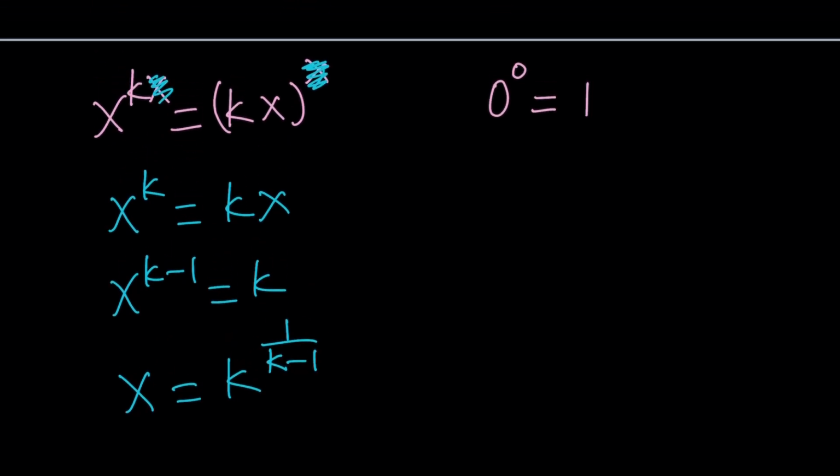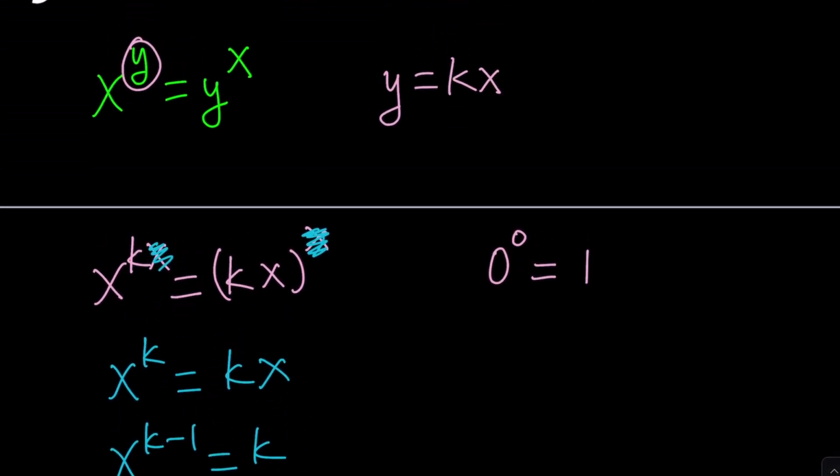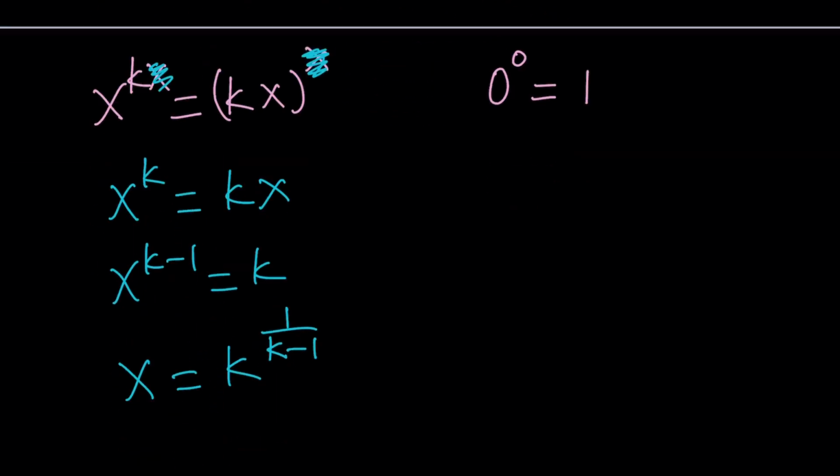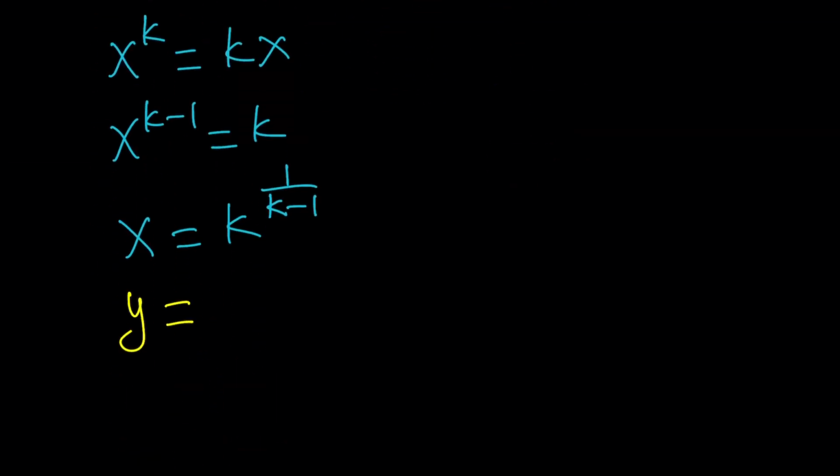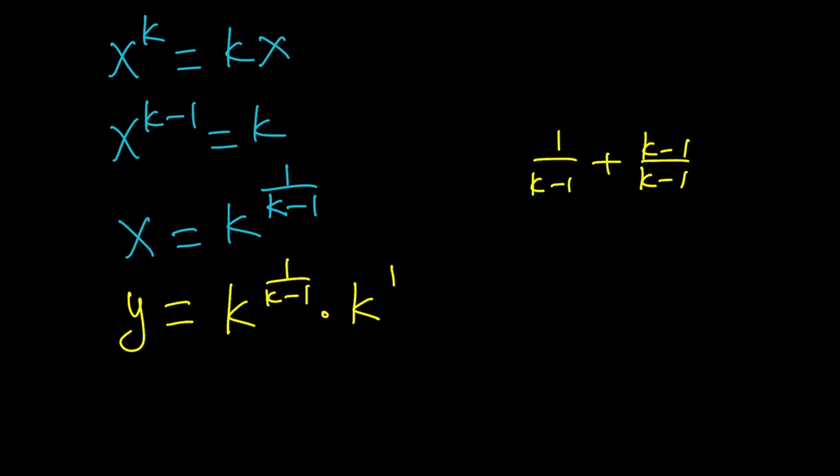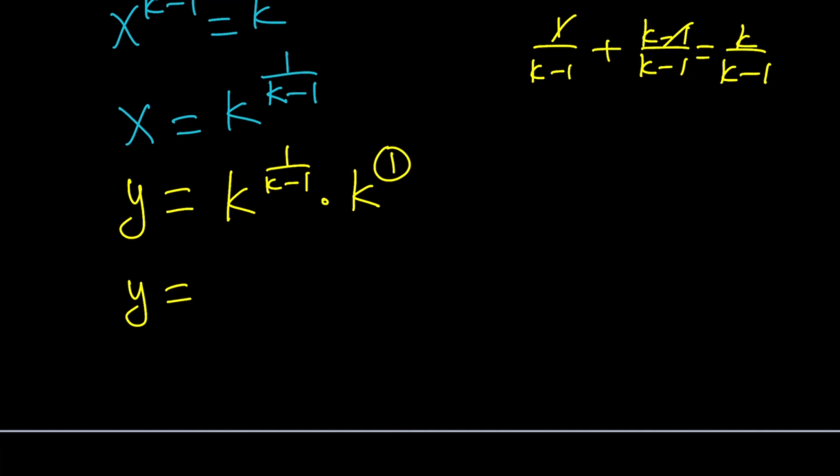Well, we can easily find y because we already assumed there is a relationship between x and y, which is given by this equation, y equals kx. So y is just going to be this x times k, k to the power 1 over k minus 1 times k, which is k to the power 1. And if you go ahead and add 1 over k minus 1 plus k minus 1 over k minus 1, because that's what 1 is, right? And then you're going to notice that the negative 1 and positive 1 cancel out, and this gives us k over k minus 1, which can be written as y equals k to the power k over k minus 1.